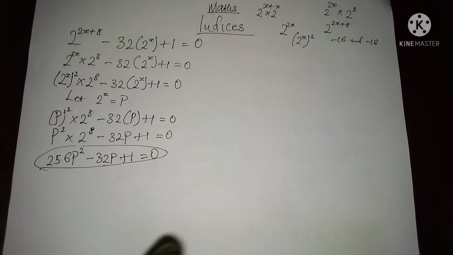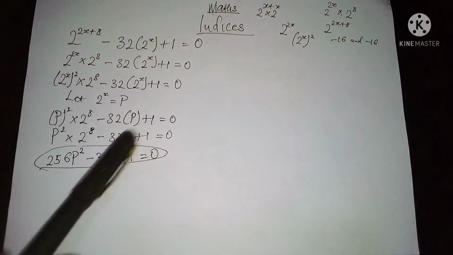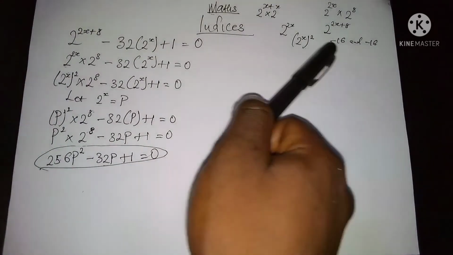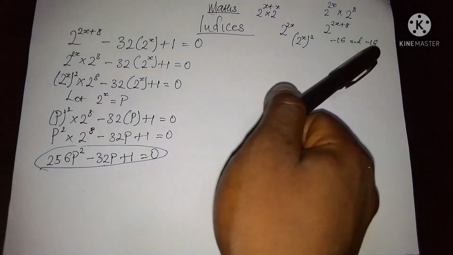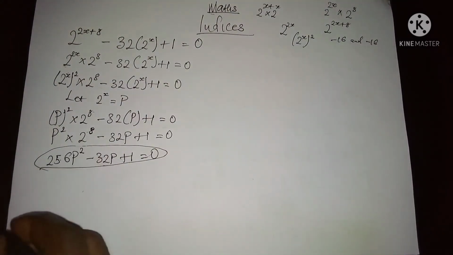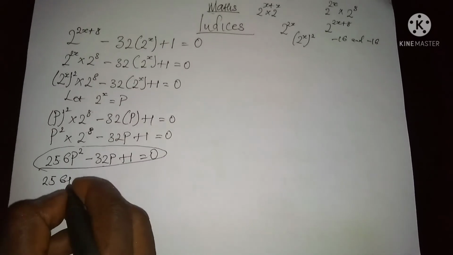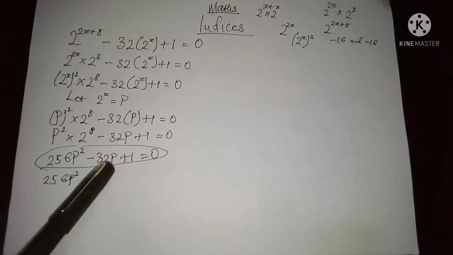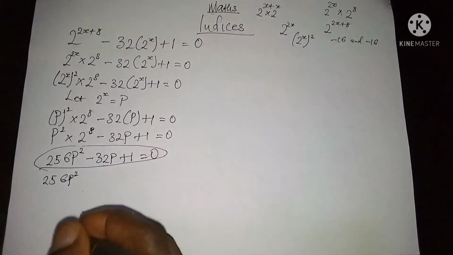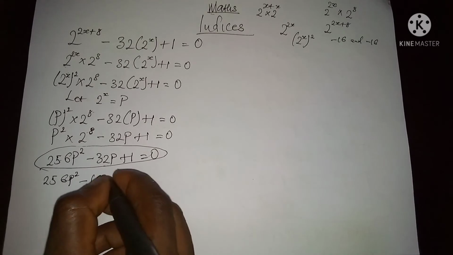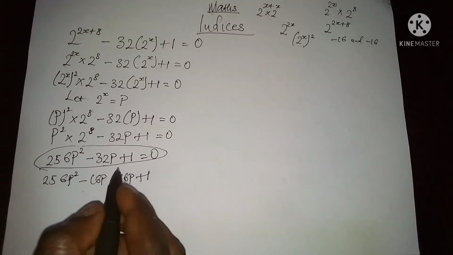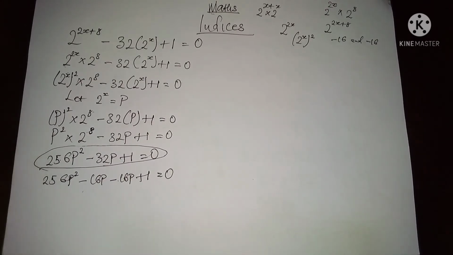Now remember, we are going to take out this negative 32, which is the middle term, then replace it with negative 16 and negative 16. So bringing down 256p squared, we take this out and replace it with these two numbers, putting the coefficient of p, adding them. So we'll have negative 16p minus 16p plus 1, bringing down the constant, is equal to 0. We are using the factorization method in this case.